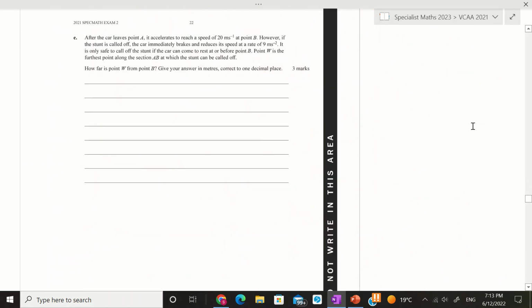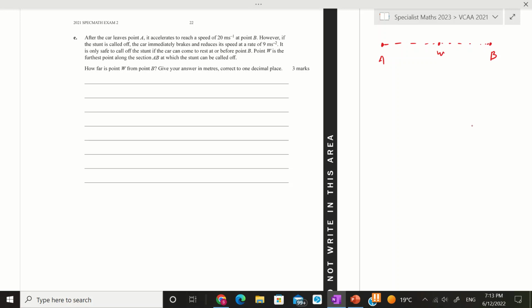So I'll just reproduce that part of the diagram at least. We have A, then W somewhere in the middle, and then B here. So A, W, and B, and they're all joined up. They're all on a flat part of the ramp. So now, what are we trying to do here?